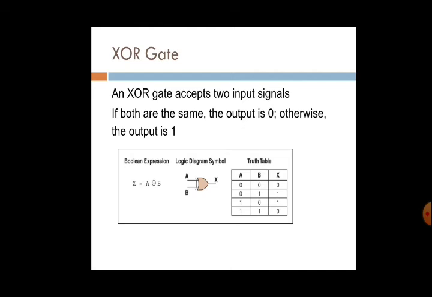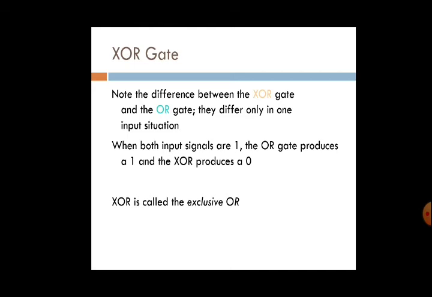If input A and input B both are 0, output is 0. If input A is 1, input B is 1, then output X is 0. When input A is 0, input B is 1, output is 1. When input A is 1, input B is 0, output is 1. So this is all about the XOR gate, right?